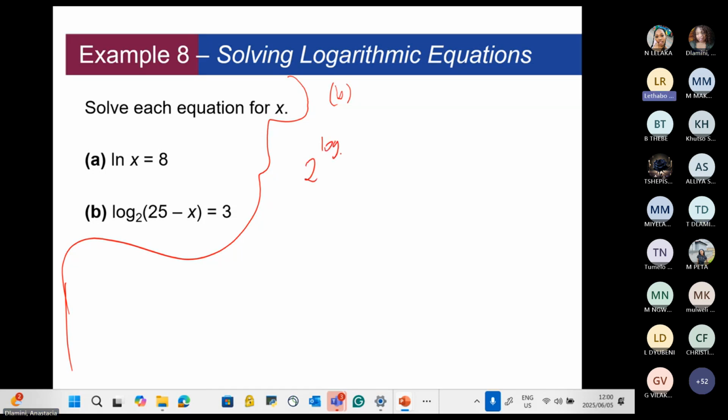log on both sides. And these two, according to our log laws, if I have a 2 and a 2 here, I only remain with this. So this becomes 25 minus x is equal to 2 to the power of 3.